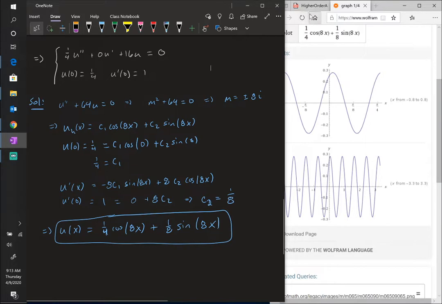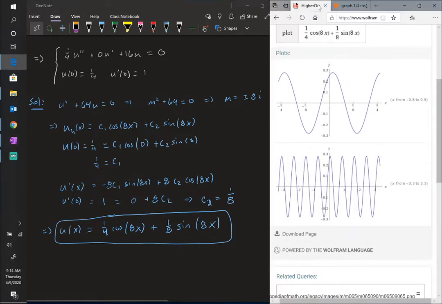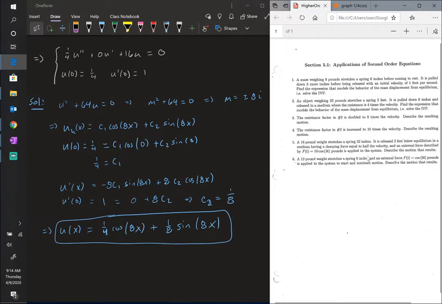So that's the first example. That's just basically unrestricted motion. If you pull the spring and let it go, then it's just some unrestricted motion, just keeps going up and down forever.